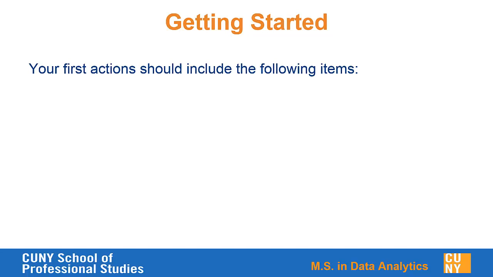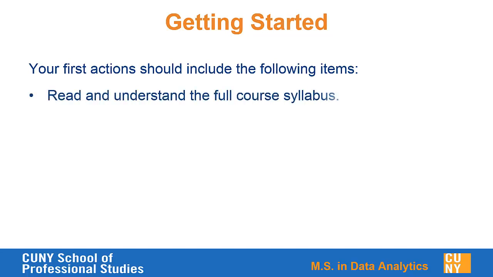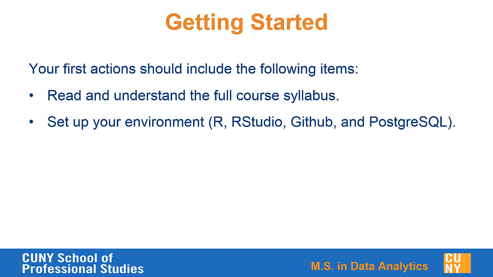Okay, so what should you do to get started? Well, first you should read the complete syllabus and make sure you understand all of the details of how this course will work. Ask if you have any questions. You should get your environment set up, which is to say install R, install RStudio, install PostgreSQL, and get your GitHub account set up. It's far better to get these things going early so that we can troubleshoot any troubles that you have. And please do reach out to me as you have trouble with these things.